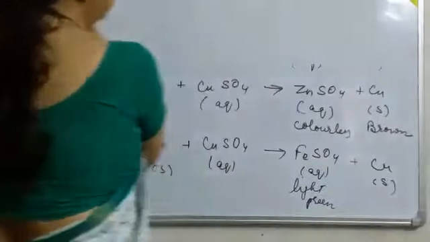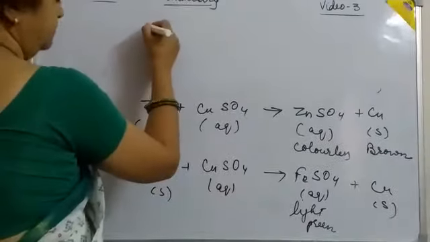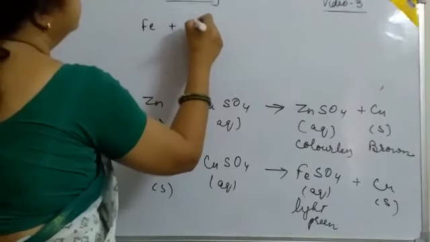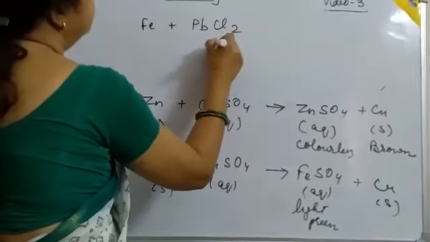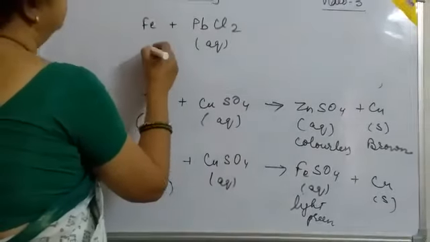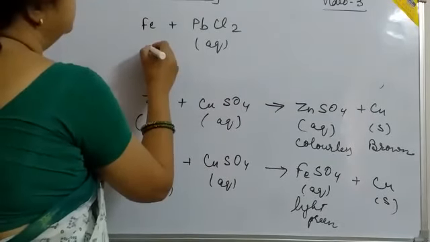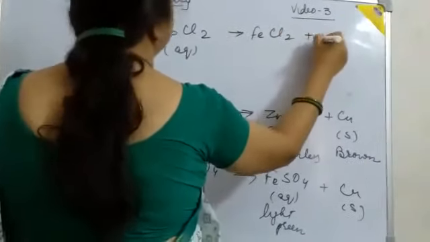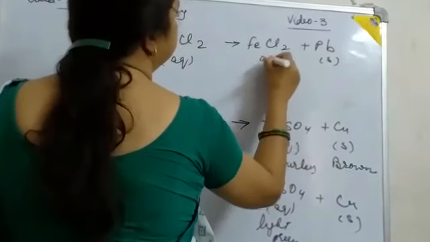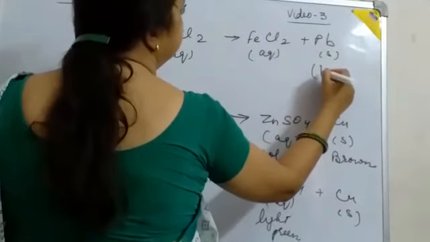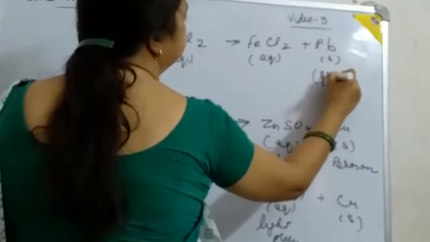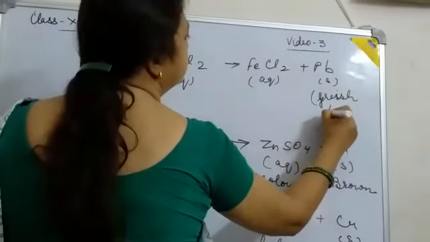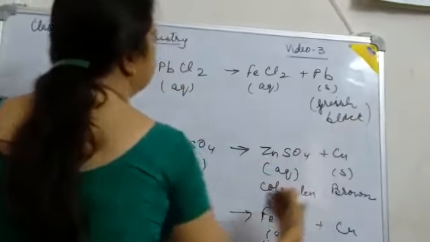Next reaction is the reaction of Fe plus PbCl2, an aqueous solution of lead chloride, plus solid iron forms FeCl2 plus solid Pb. This is an aqueous solution. Lead is grayish black.